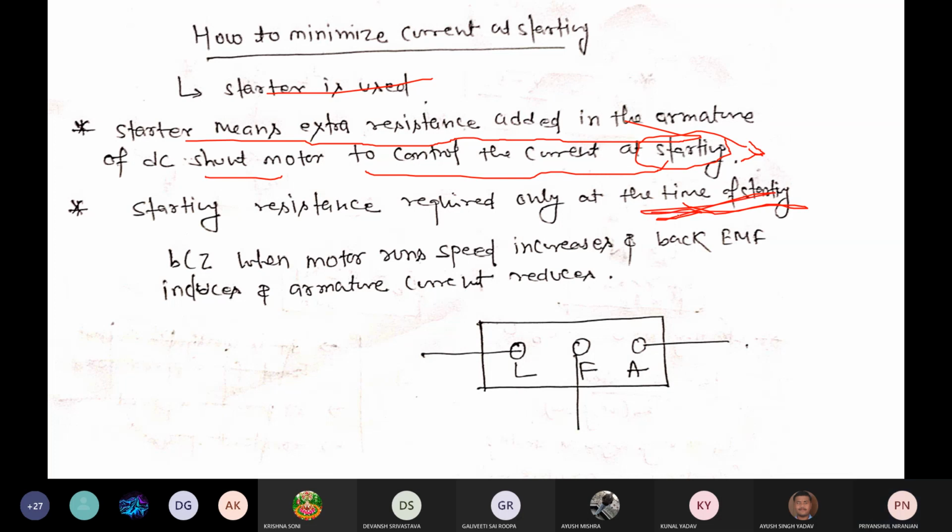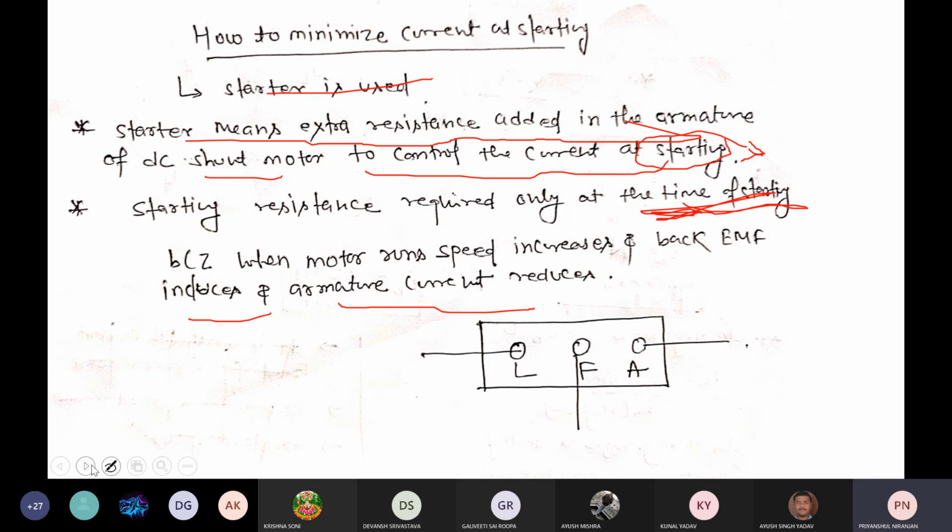Because when the motor runs, speed increases, back EMF is induced, and armature current reduces. Clear? After the motor runs, speed increases, meaning back EMF is induced and armature current also reduces after the starting. Clear? So the 3-point starter is used only at starting. Fine. Yes, sir.